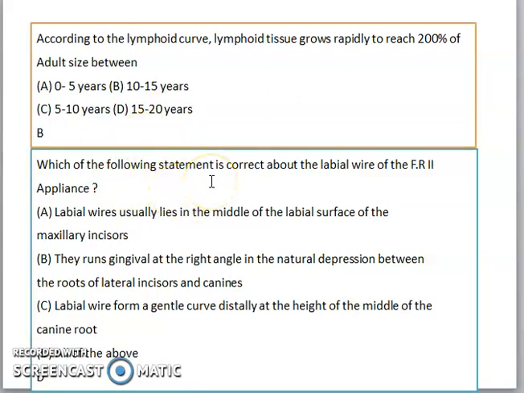Now, which of the following statements is correct about the labial wire of the FR2 appliance? The labial wire usually lies in the middle of the labial surface of the maxillary incisor. It's a correct statement. They run gingivally at a right angle in the natural depression between the roots of the lateral incisor and canine. This is also a correct statement. And the labial wire forms a gentle curve distally at the height of the middle of the canine root. So all three options are correct. So the answer is B.